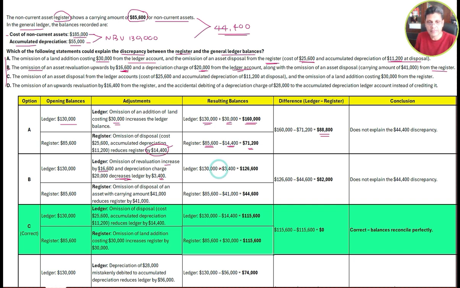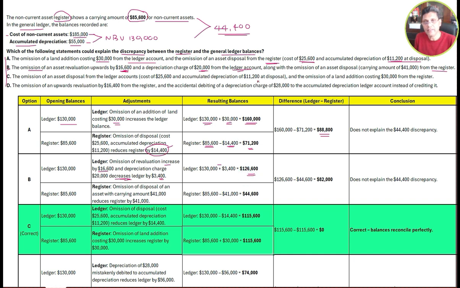Okay, so this is a decrease of the ledger balance by 3,400. So when you decrease this ledger balance by 3,400, that will be 126,600.